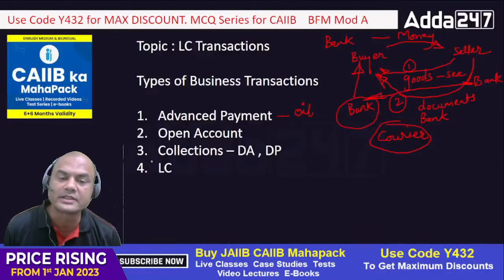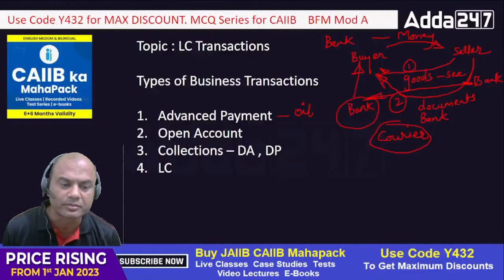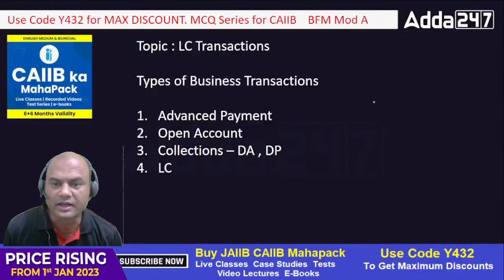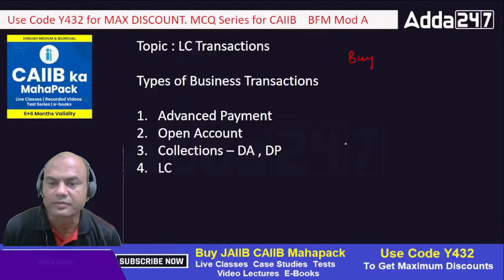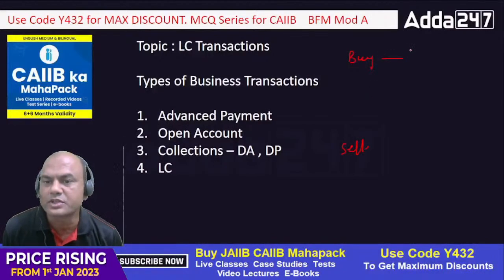So that's why this LC has come. LC is a very simple term. See this, under LC what happens? This is the buyer, and this is the seller. Now both engage with a bank. The buyer's bank is called the issuing bank, the LC issuing bank. And the seller engages with a bank that's called the advising bank.